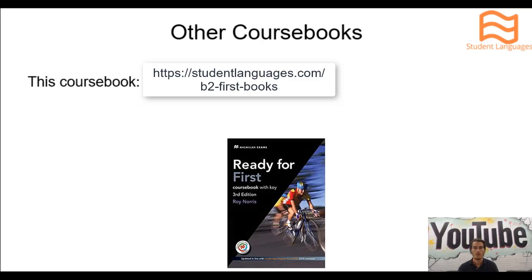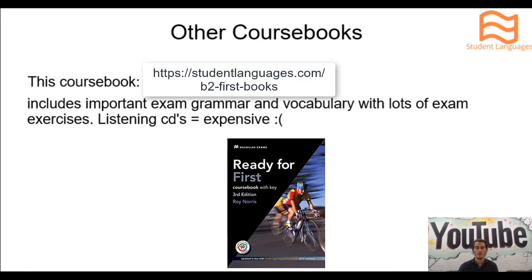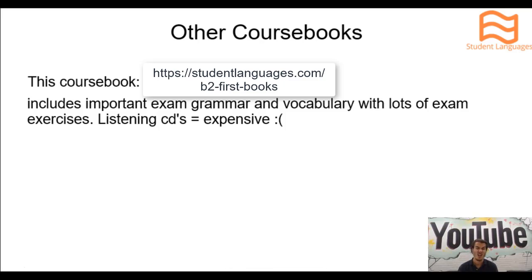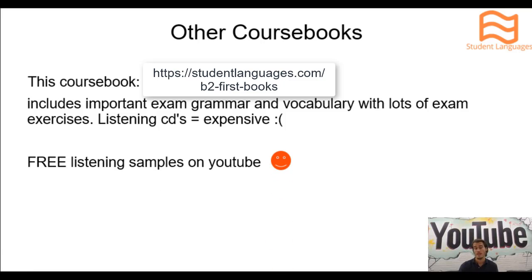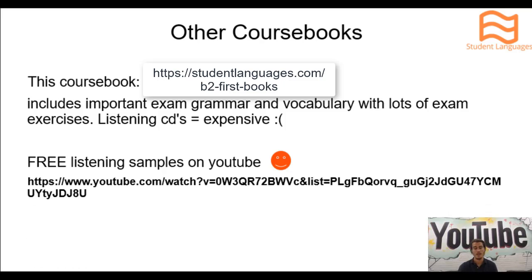Also, this course book is a really good course book. It's what I use with my students, and it includes the necessary grammar and vocabulary that you need for the exam, and it also gives you lots of exam exercises. The only thing is that the listening CDs with this course book are quite expensive, but there are lots of free listening samples on YouTube, so that's a good thing. And here is an example. If you type this into your web browser, there's an example of a listening sample on YouTube. But I'm sure you'll be able to find lots of others.